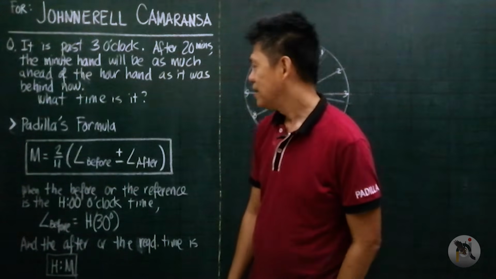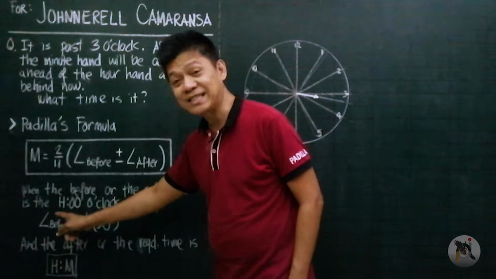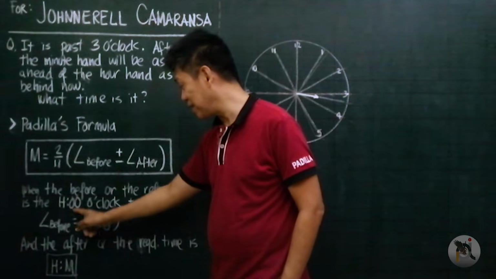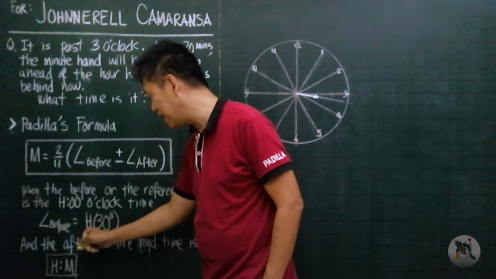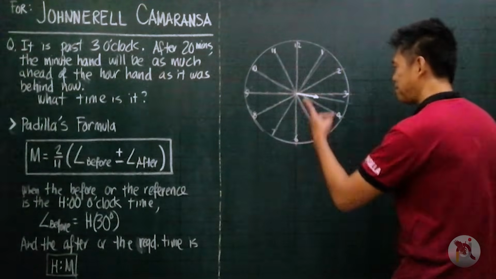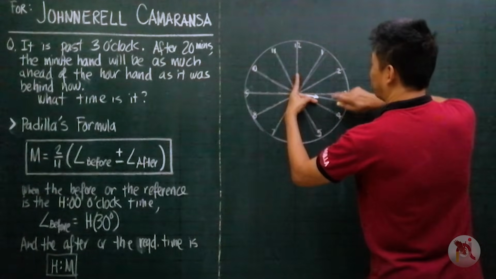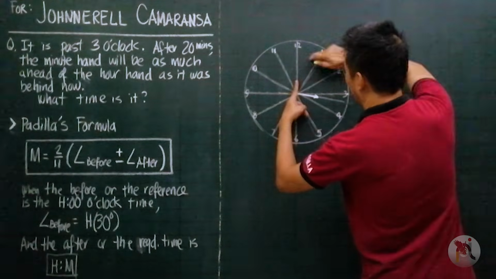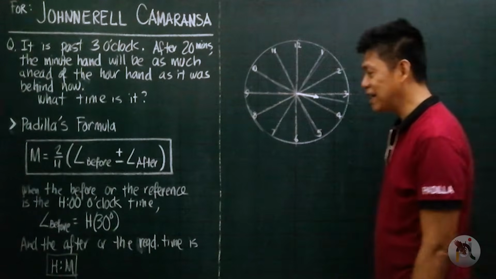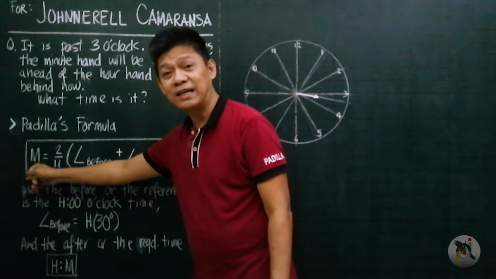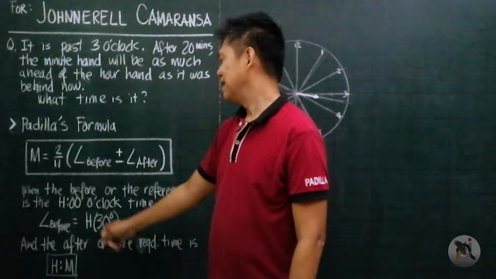Now, when the before or the reference time is an exact time, H o'clock, then our angle before, the angle reference, is H times 30. For example, 3 o'clock, that is 3 times 30. If it is 4 o'clock, 4 times 30. If it is 5 o'clock, 5 times 30 degrees. You get it? So, this solution directly gives the time when the reference time is the exact time.